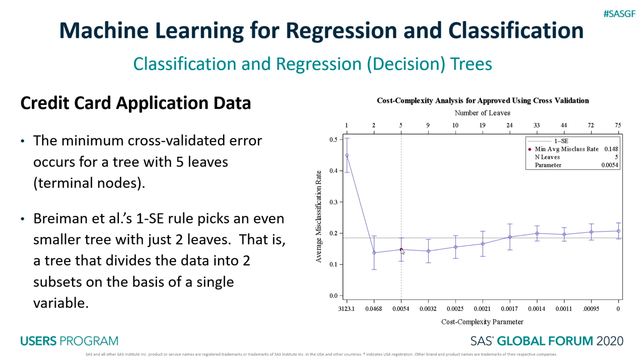Breiman et al.'s 1SE rule says you don't choose the one for which you've got the minimum cross-validated error. You choose the smallest tree for which the cross-validated error is less than or equal to the minimum plus 1 standard error. And that's a much smaller tree. That has only got 2 terminal nodes or 2 leaves. So that's really saying, in some sense, the best tree is just subdividing the data into 2 pieces. And that just seems kind of insane and inconceivable.